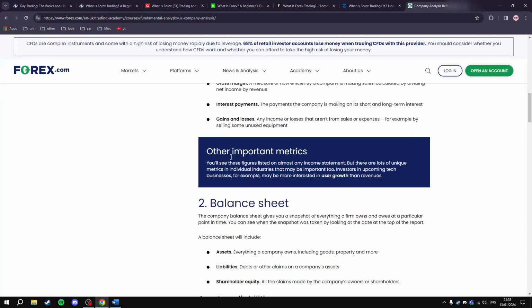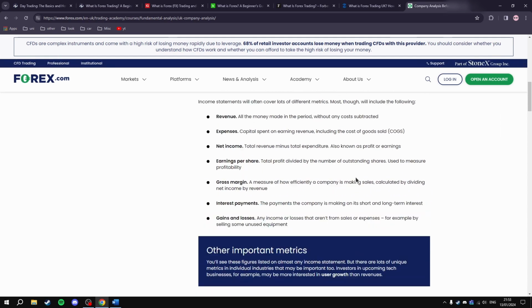Other important metrics. You'll see these figures listed on almost any income statement, but there are lots of unique metrics in individual industries that may be important too. Investors in upcoming tech businesses, for example, may be more interested in user growth than revenues.